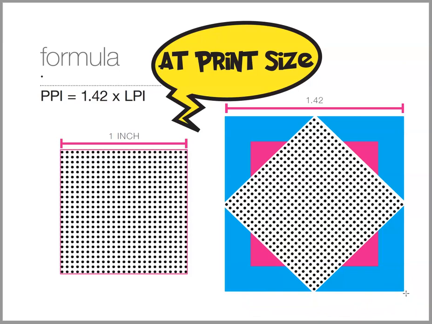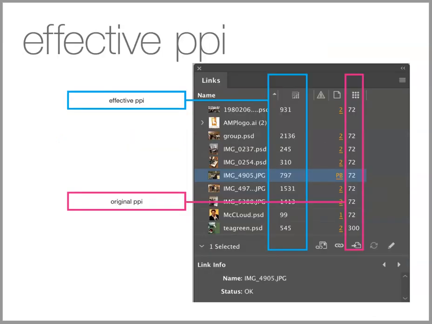So the actual official resolution at print size that you need for your image to print well is the PPI of your image needs to be 1.42 times the line screen. Where do you get the line screen information? Ask your printer. Hopefully this is making some sense for you.